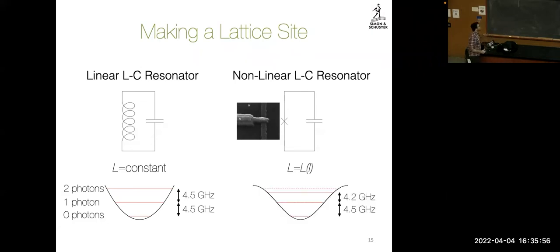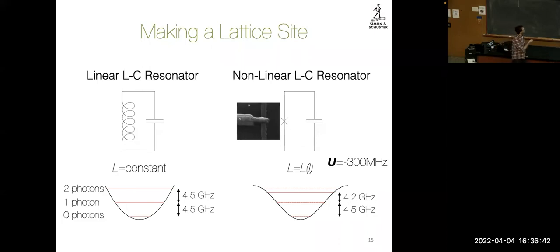And so what that means is that if this first photon has 4.5 gigahertz of energy, the second one that you put in will have, say, 4.2 gigahertz. This is a giant difference. And so we can say that this is an attractive interaction between the photons with an energy of Planck's constant times about 300 megahertz. And this object is, up to some technical details, what people like IBM and Google and Amazon call a transmon qubit.